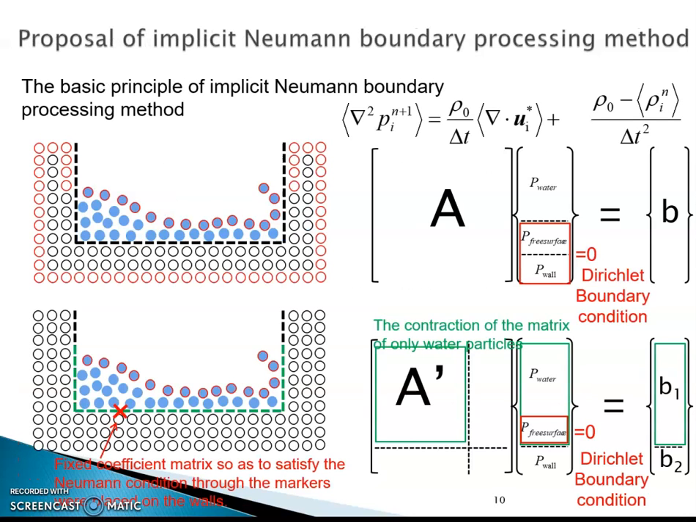Okay, then we come up with the solution. Try to change the position of the virtual marker. So the position of the virtual marker is located at the surface, at the wall boundary. Okay, so the coefficient matrix is fixed to satisfy the Neumann condition through the marker placed on the wall. Then the equation should be solved by using this matrix.